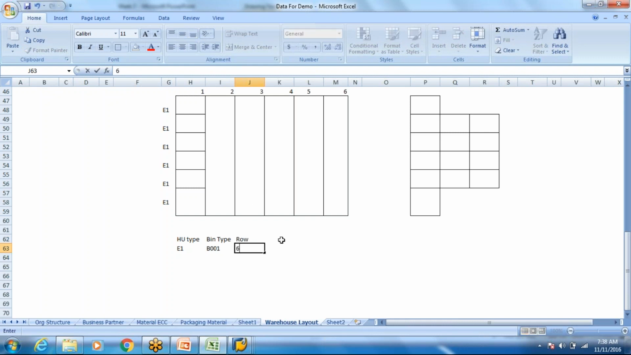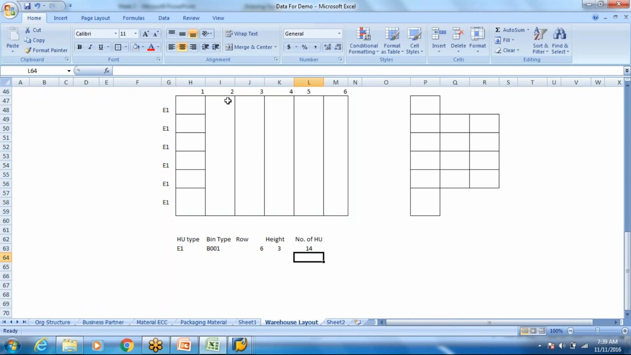I will have 6 rows. Okay. How much height? I'll put height as 3. So I can store 6 into 3, 18, but I will say, because of weight, don't store more than 14 HUs. That's the maximum number of HUs I can store in a bin.